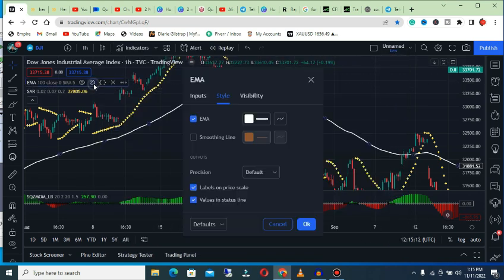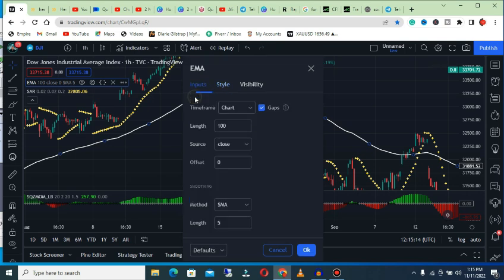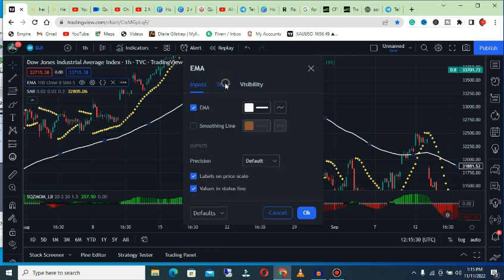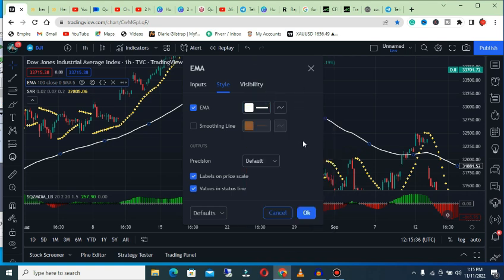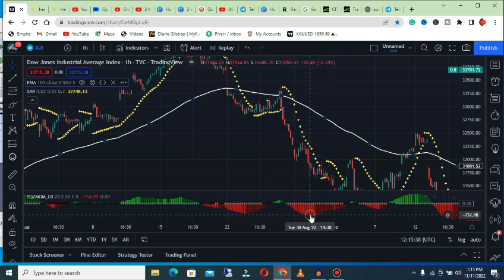So the setting for our moving average is this. On the input part, we are using the length. Make sure you change the length to 100. All right, the time frame should be chart, the source should be close, and the offset should be 0, while the method should be SMA, and the length on the smoothing part should be 5. That's pretty much all I do. Over here I change my color to white, and I take the line over here. So that's just a setting I did on the moving average. When you're done, you hit save.